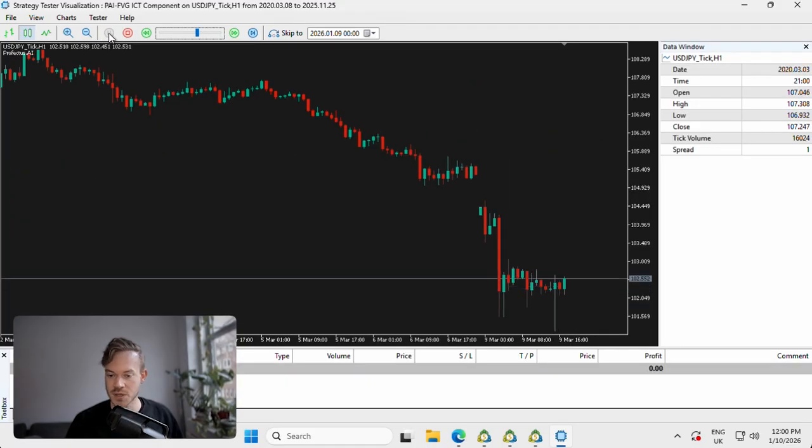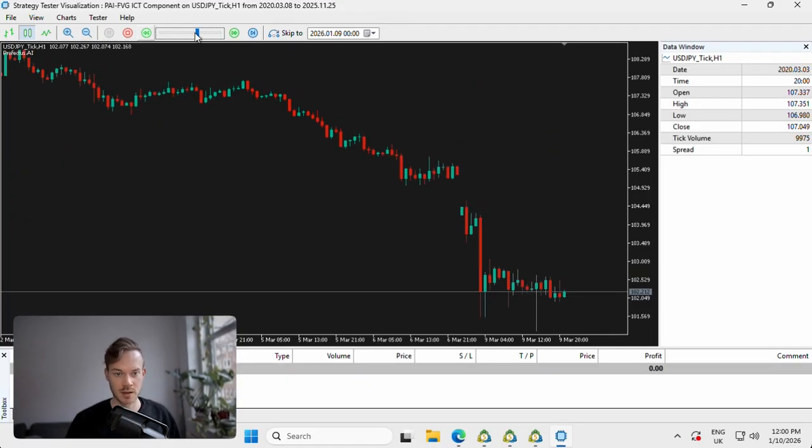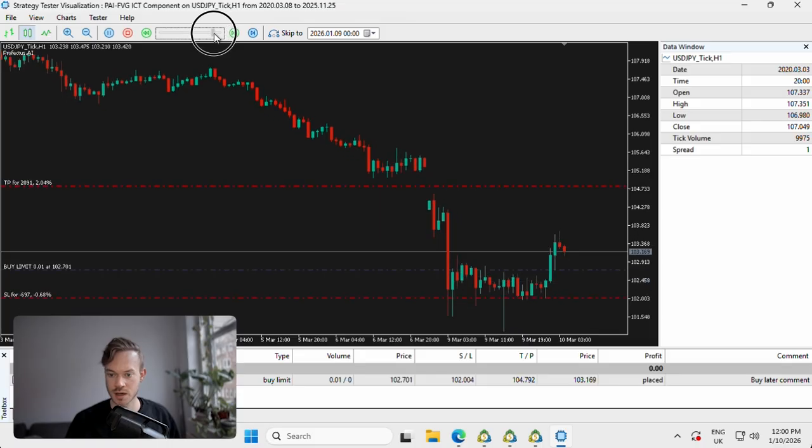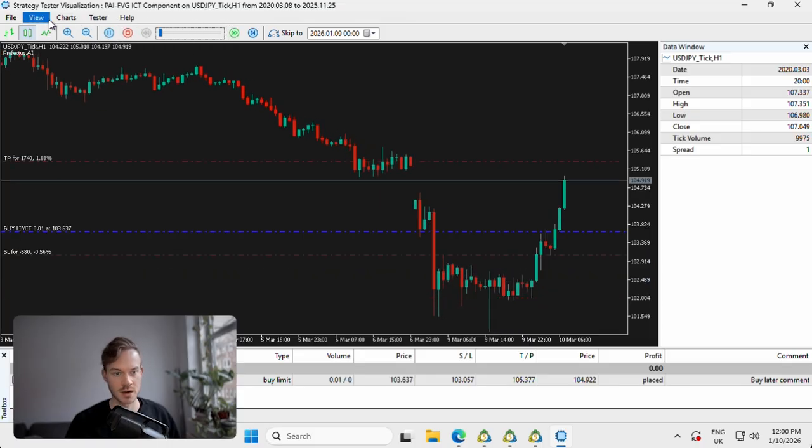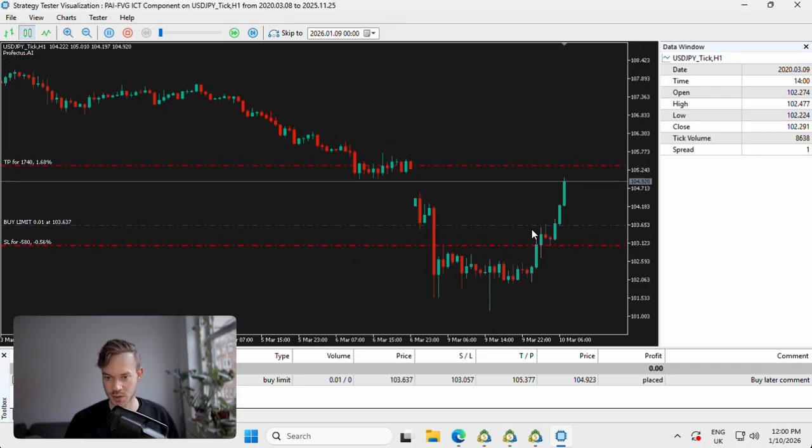Now let's observe in the visual mode on MetaTrader 5 when a pending order is being placed. It should be any second right here in this area. Let's just see it. We already saw that one was placed, and it actually got deleted right when this one was placed.